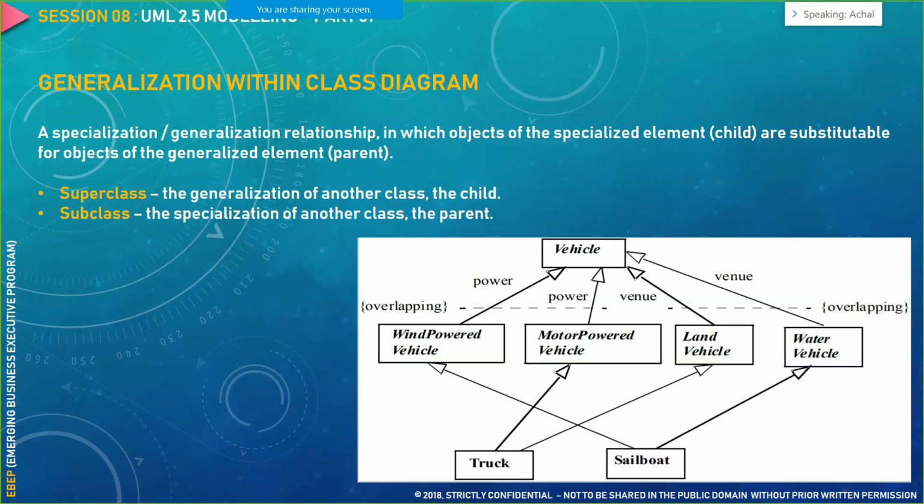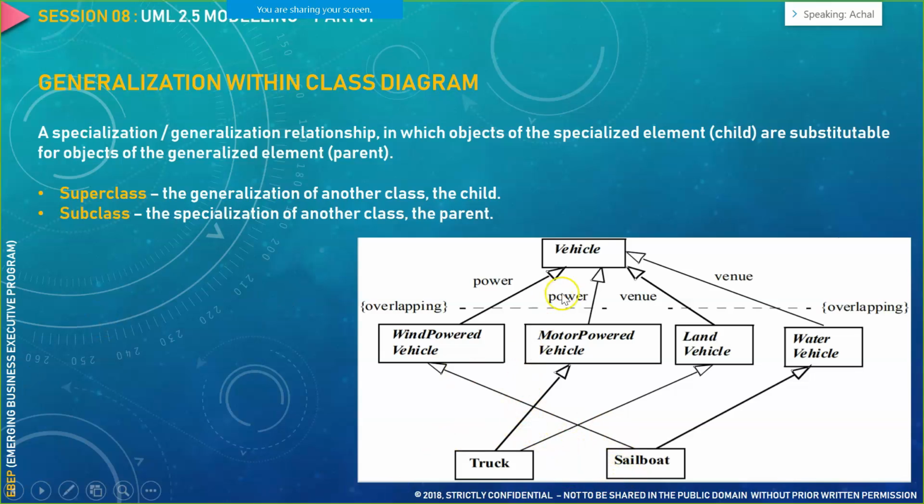Superclass vehicle, its child classes are different kinds of vehicle like water vehicle and land vehicle. Water vehicle is a kind of superclass for the wind power vehicle, and wind power vehicle is a kind of superclass for speedboat, which is the subclass of that.